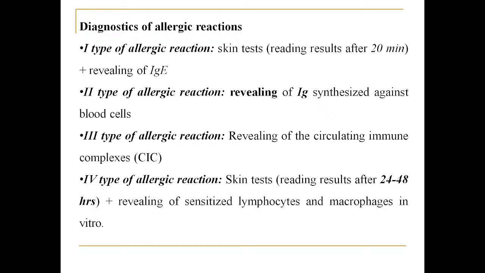Type 2 allergic reactions include revealing of IgG or IgM synthesized against blood cells. It is cytotoxic. You remember that in this type of allergy, IgM and IgG circulate, synthesized against foreign blood cells, not against self ones. Type 3 is mediated by immune complexes. So we should reveal circulating immune complexes in the bloodstream of the patient.